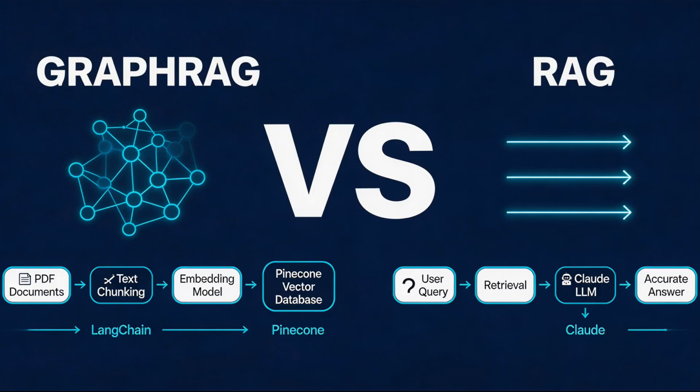The entire pipeline has 5 steps. Load your documents, chunk them into passages, embed and store them in a vector database, retrieve the relevant chunks for any question, and generate an answer. Let's walk through each step.